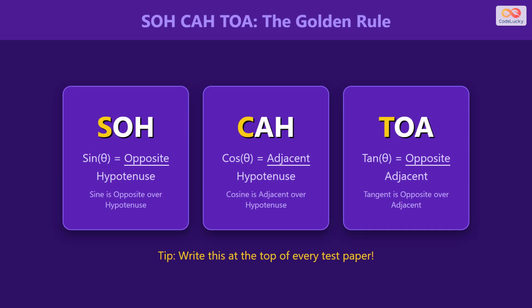The most famous mnemonic in mathematics is SOH CAH TOA. It is your best friend. SOH reminds you that sine is opposite over hypotenuse. CAH tells you cosine is adjacent over hypotenuse, and TOA stands for tangent is opposite over adjacent. Write this acronym at the top of your paper whenever you start a trigonometry test.